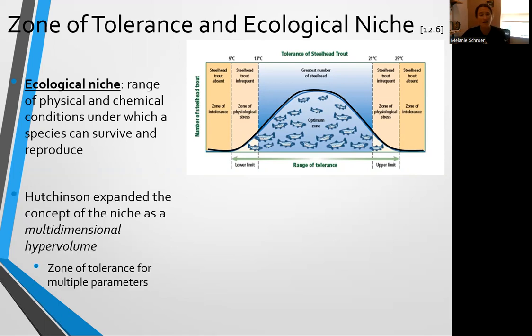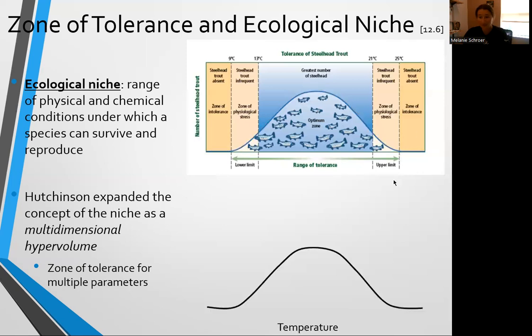And so an ecologist, Hutchinson, expanded this concept of zone of tolerance to this multi-dimensional hypervolume. And so essentially looking at not just one condition, but many conditions. And so if we take this curve here, right, so this range, the zone of tolerance for temperature, for example, we can say that essentially this range right here is the range or zone of tolerance.